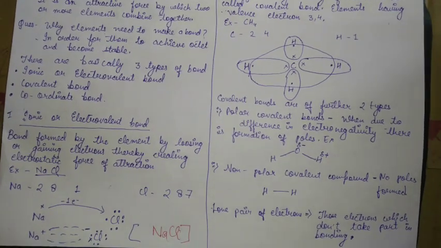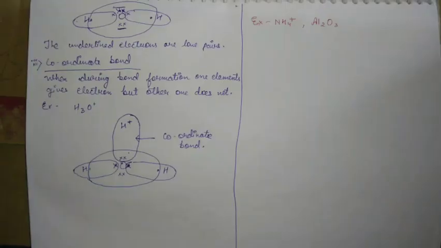This question has been asked many times in your board exams, so you can write this. Those electrons which don't take part in bonding are known as lone pair of electrons. I will show you this, a lone pair, in the form of an example. Here I have taken the example of water again.